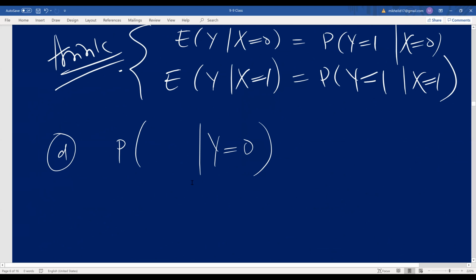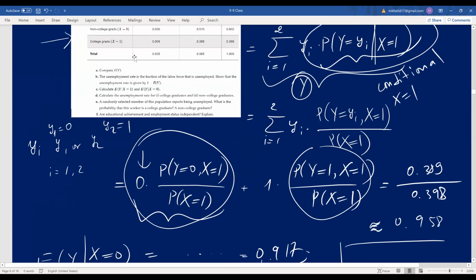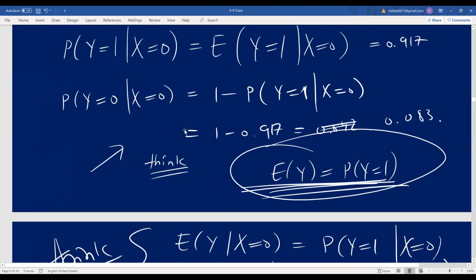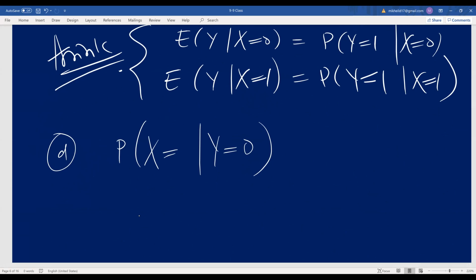And you are interested, is this person a college graduate? So X equals what? 1. Yes. Isn't it the other way around? Really? Why? So this means probability that a college graduate, given. Can you explain what this means? Yeah, this means that's the probability that the person is a college graduate, given that this person is unemployed.